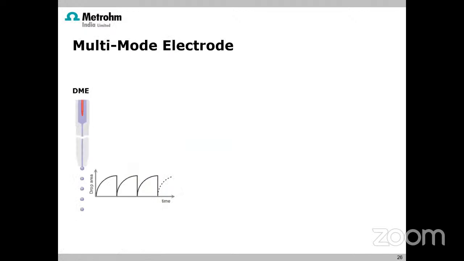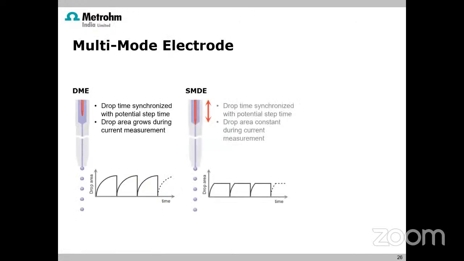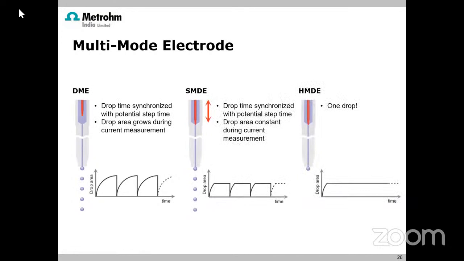So dropping mercury, you can see here. This is the difference between them: the drop continuously falls when the needle valve is open. Here the drop forms then falls. Here the drop hangs. You can see the drop area grows bigger and then falls. Here you can say it grows, stays, and then falls. That is the reason it's called static mercury. This is dropping mercury, and this is hanging mercury. Here it grows and then stays for a longer time.